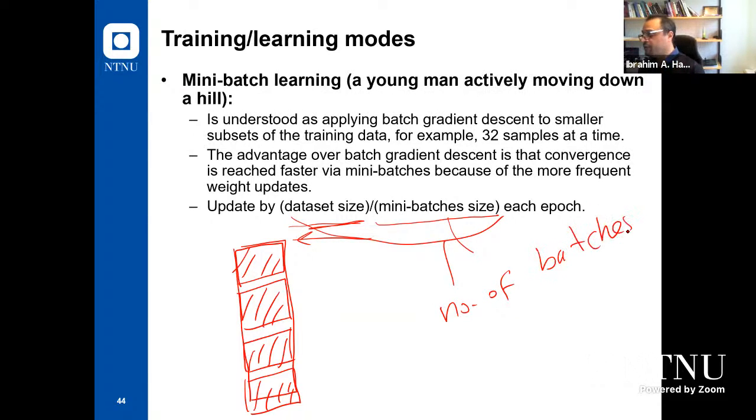I had a problem, in fact, maybe 2 years ago, because the exam was written some years before, and I asked students to calculate how many times we will update weights in case of stochastic, batch gradient, and mini batch gradient. For example, if we train the model for 10 epochs using batch gradient descent, how many weight updates?